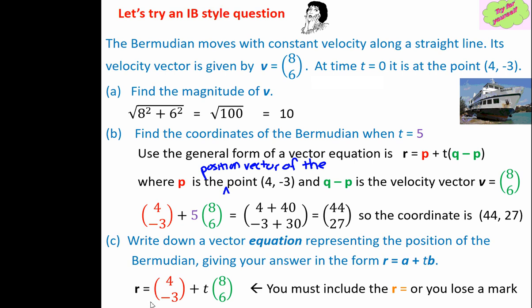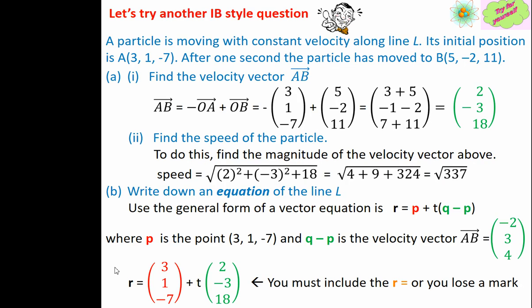Make sure, some people by accident just write this bit, so that's pretty common. If they're asking for a vector equation, don't just write this, because this is an expression. To have an equation, you've got to have something either side of an equal sign. So you must include the r equals, or you definitely will lose a mark. If you're asked for a vector equation, don't be lazy, make sure you write the r equals.